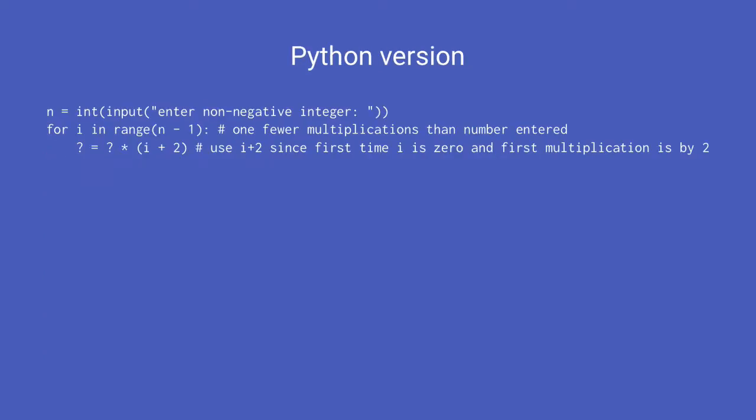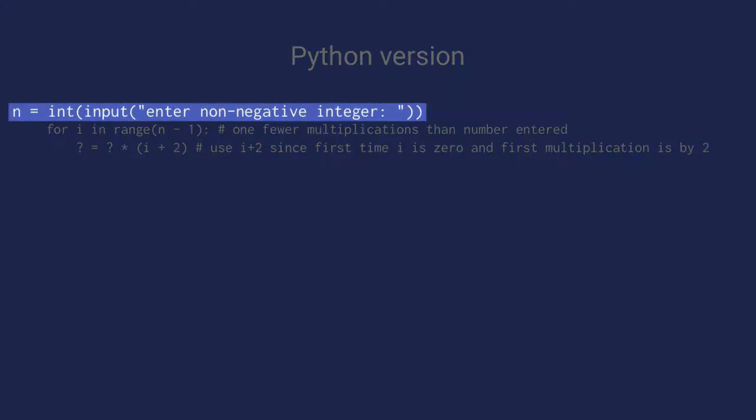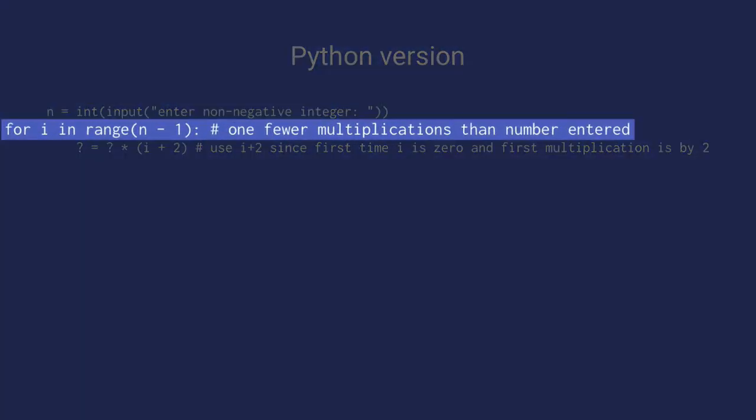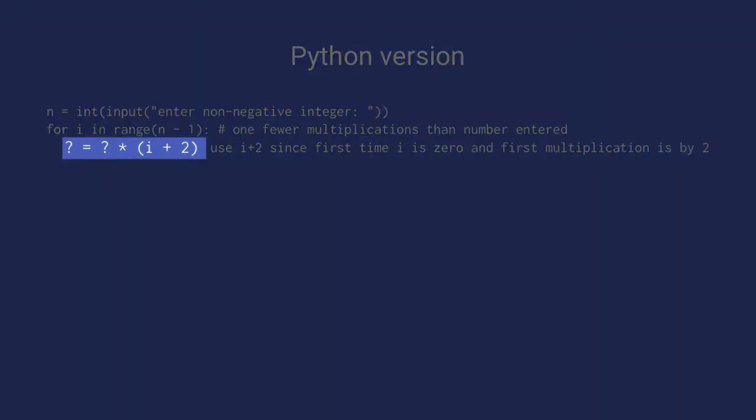Now let's look at a Python version of the program. We'll start by getting the input. Next we'll write a loop that executes 1 fewer times than the number the user entered. Inside the loop we need to multiply the result so far by each number starting with 2.